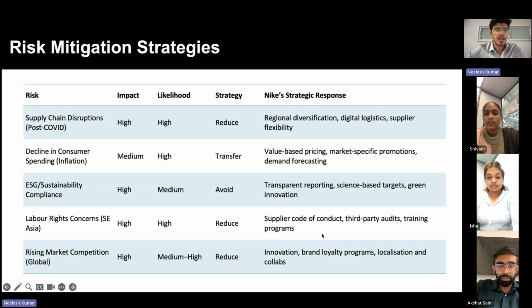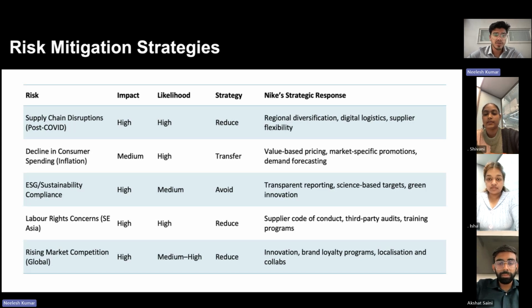Thank you, Shivani. Now I would like to tell you about some risk mitigation strategies that Nike has used. So this table outlines how Nike responds to its most critical global risks by assessing both their impact and likelihood and applying targeted strategies. Starting with supply chain disruptions, which are both highly likely and highly impactful, Nike takes a reduction approach. It has diversified suppliers across regions, improved digital logistics, and built in more flexibility to manage disruptions.